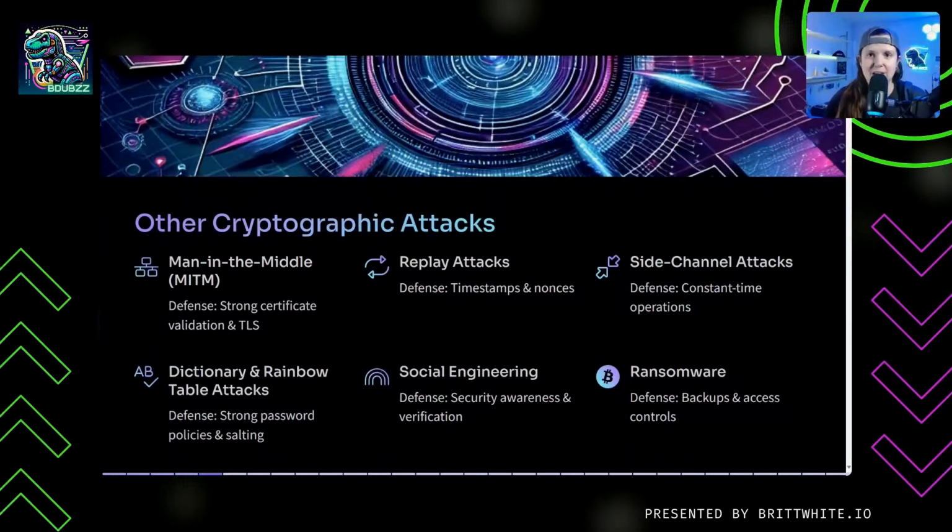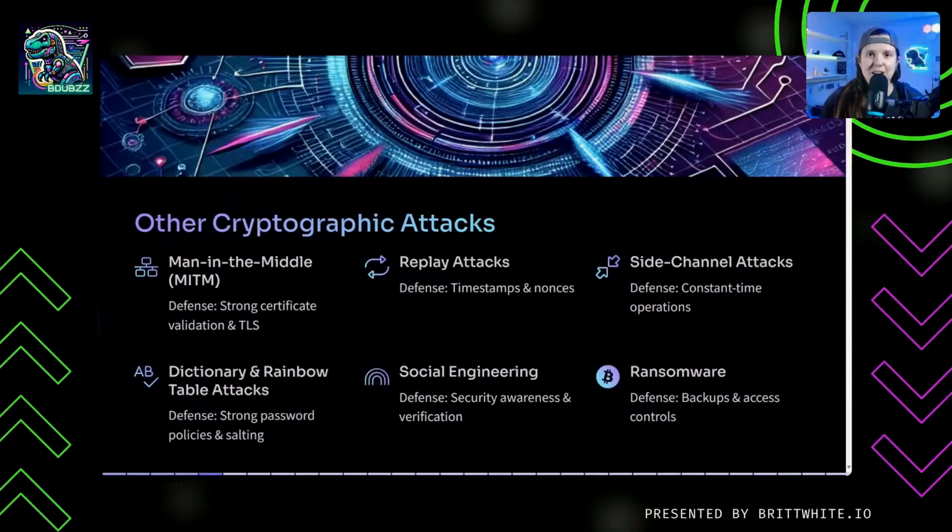Then we have replay attacks, where the attacker steals data, like your login credentials, and then replays it later to sneak in. To defend against these, use timestamps and nonces, which are one-time random values, to ensure each authentication attempt is unique. With side channel attacks, these skip the code completely, and they watch the system's power use or timing data to guess the keys.